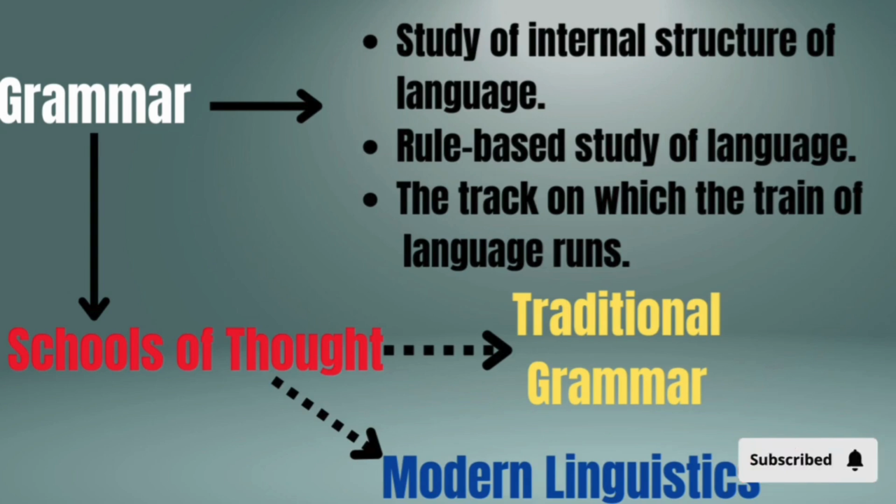And we have two schools of thought in this regard. One is that of traditional grammarians, and number two is that of the modern linguists. Traditional grammarians believe in what language ought to be, whereas the modern linguists believe in what language is and how it works at different levels within a given society. So they focus on the practical usage of language, how the language is being used within the societies, whereas traditional grammarians believe in the form-focused study of language, right?